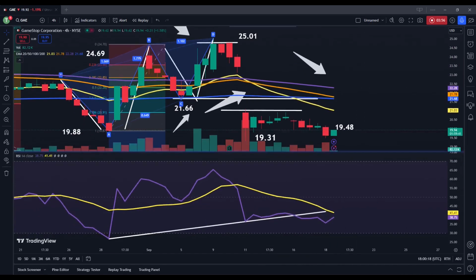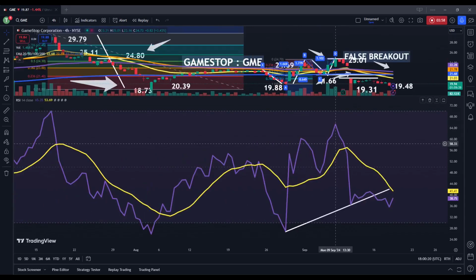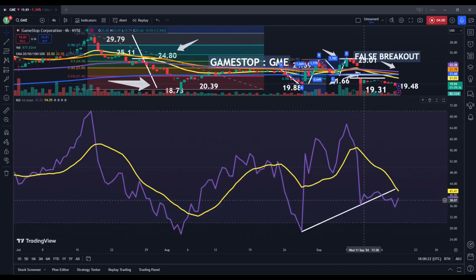If we look at the indicator reading here on the 4-hour price chart, we can also see that this recent upward movement in trend momentum has now been broken to the downside. So we can see that here. The relative strength index, which is the purple line at the bottom of the price chart here, is currently trading below its exponential moving average.